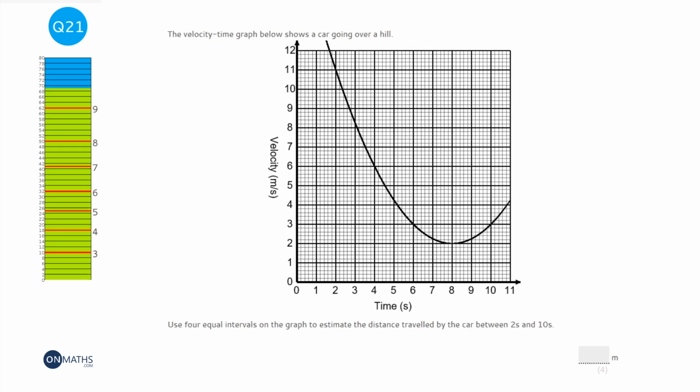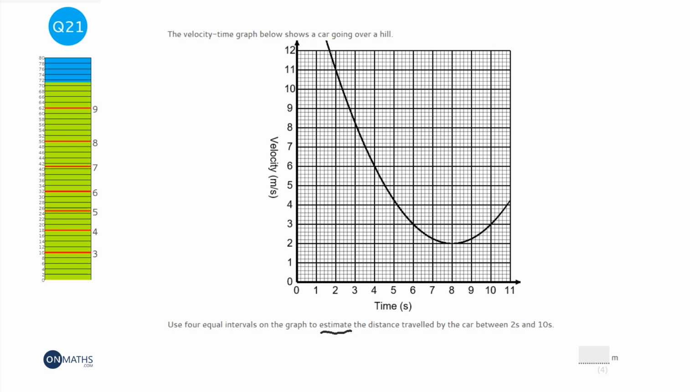The first thing to notice with this question is that to find a distance from a velocity time graph, you've got to work out the area underneath the curve. Now, at A-level, there are much easier ways of doing this, but at GCSE we have to do this using the trapezium rule. The trapezium rule goes as follows. You're going to carve up the underneath of that curve into trapeziums to try and estimate, and this is what it asks us to do, the area underneath it, therefore the distance.